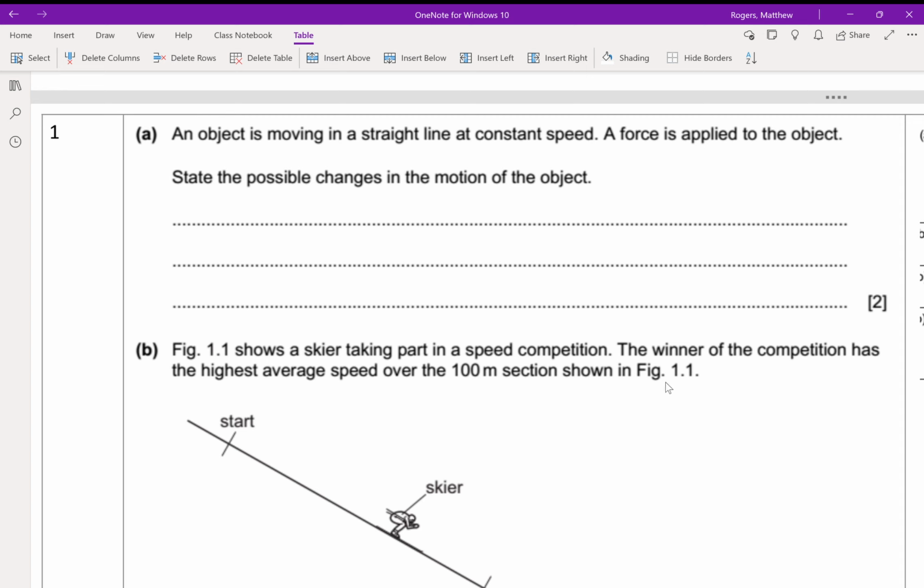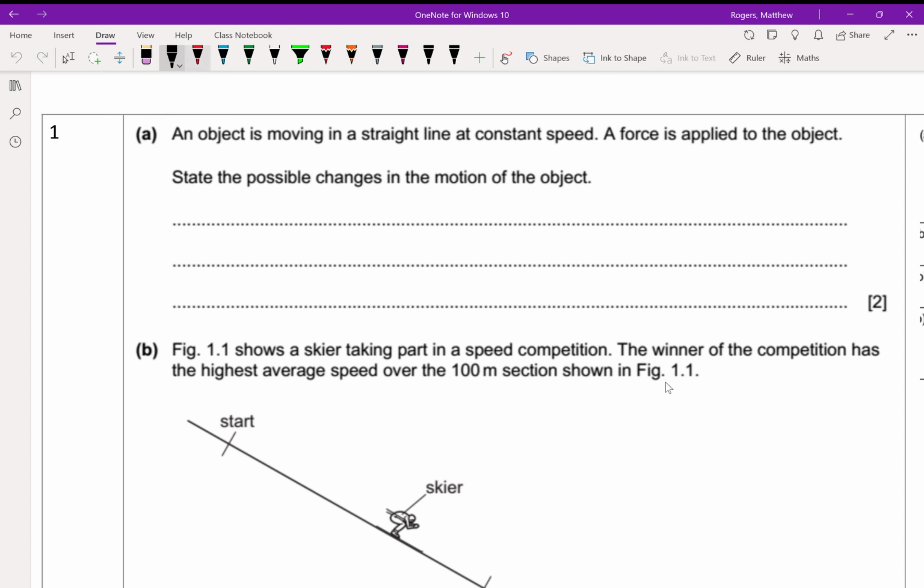Question 1 says an object is moving in a straight line at a constant speed. A force is applied to the object. State the possible changes in the motion of the object. So this question is about Newton's second law, which tells us when there is a resultant force on an object.